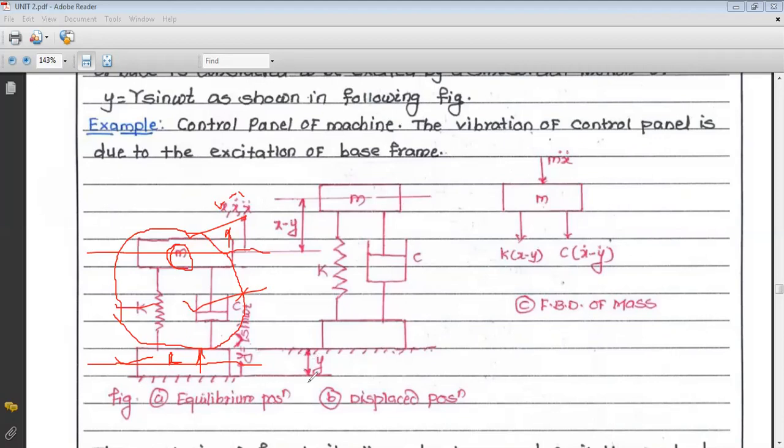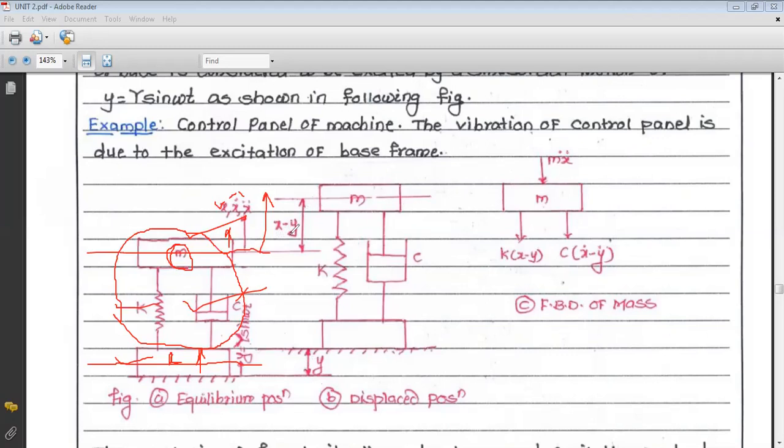And because of the excitation force, there is a vibration, and because of that vibration, your whole machine and this spring damper are displaced from the mean position to a displaced position. So this is your mean position of mass, and this is your displaced position of mass. Now the mass is displaced by displacement x, and your support is displaced by displacement y. So your total displacement in the vertical direction is x minus y.